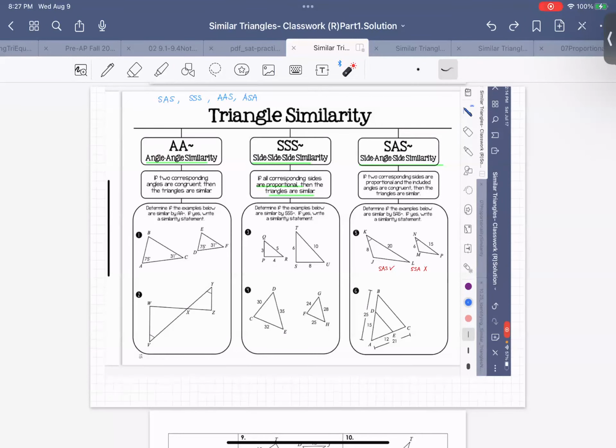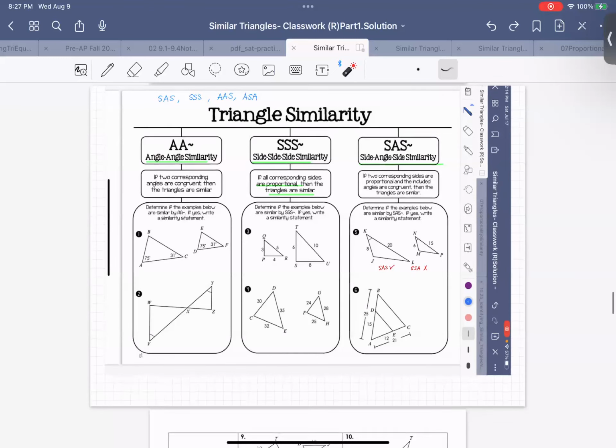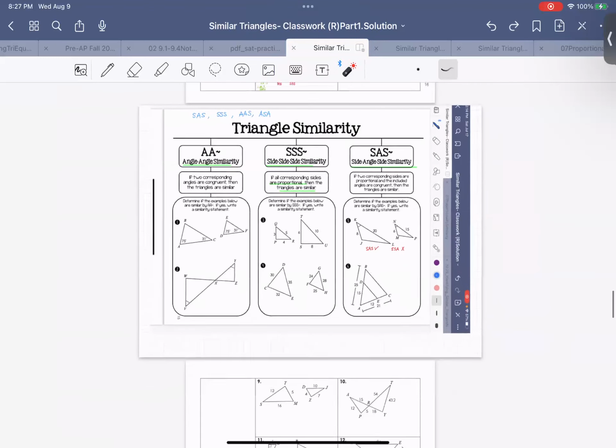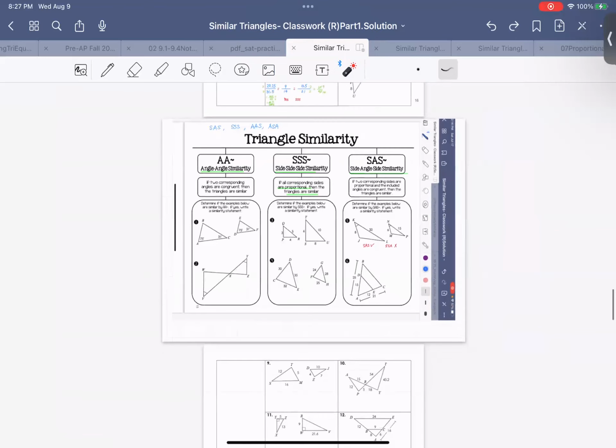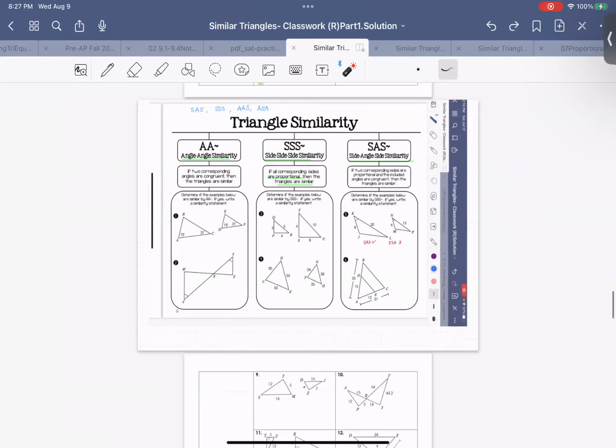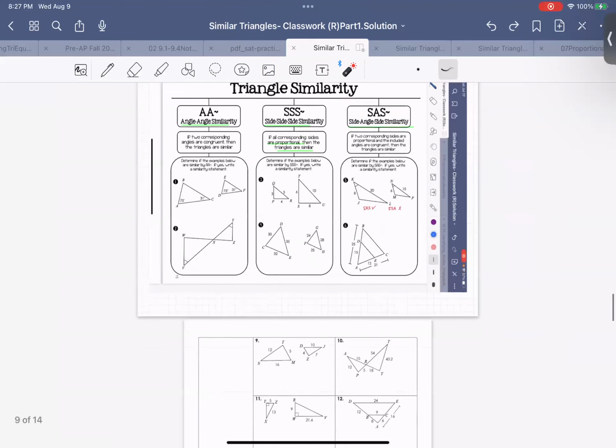Okay, Annie, thank you for your notes for these 3 important theorems. Have other people finished this? Send me pictures, please. Can you zoom in a little bit? Okay.